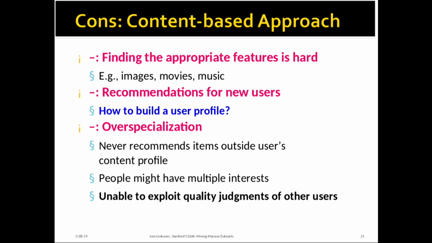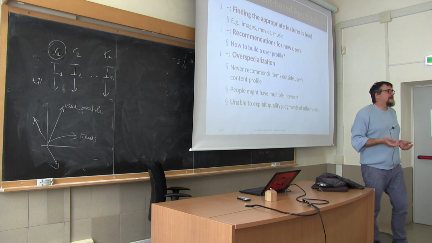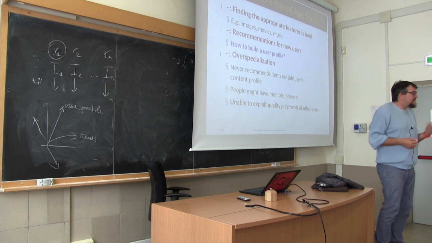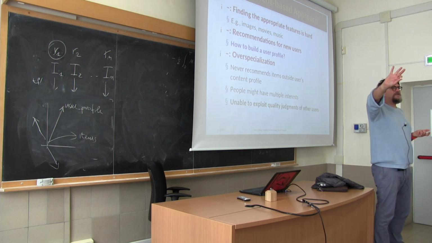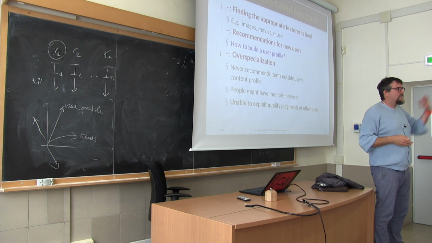The second problem is that, in order to start, you need some kind of raw initial profile. You need a way to represent the user. If a user is starting today, I'm a new one, we saw that we do not have any problem with the item. As soon as an item appears in the collection, I compute the feature and I can recommend that item. But when a new user appears, what happens?